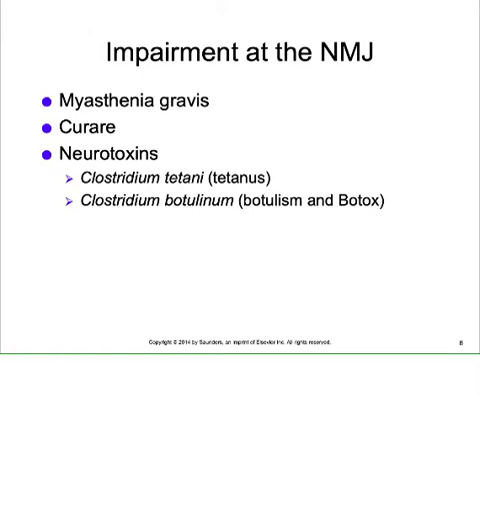Curare works by blocking receptor sites on the muscle membrane. Because the receptors are occupied by the drug, acetylcholine can't bind the receptor site, and muscle contraction doesn't happen. Okay, so this is, in a way, similar to the effect that myasthenia gravis has. And then there are neurotoxins. Okay, Clostridium tetani and botulinum have effects on the neuromuscular junction as well.